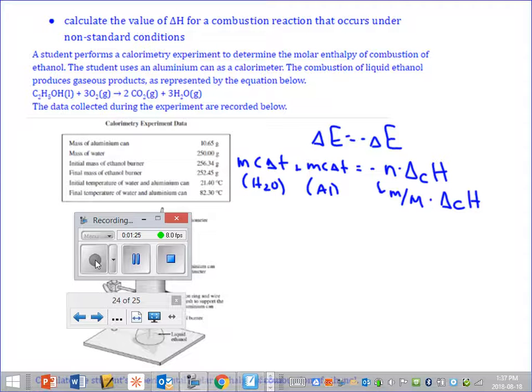So for the water, the mass is 250.00 grams, like shown here. The value of C for water is 4.19 joules per gram degrees Celsius. And the delta T we can find over here doing the final minus initial temperature. So our final temperature is 82.3 and our initial temperature is 21.4. That leaves us with 60.9 as our delta T.